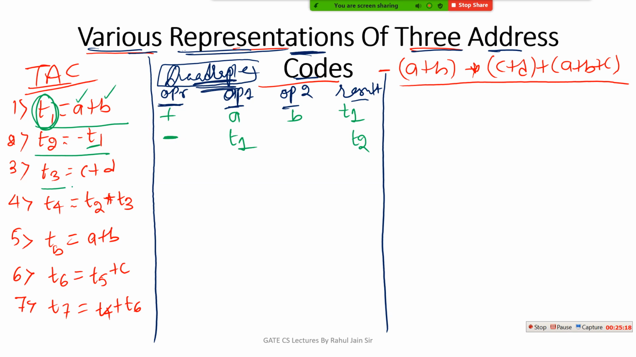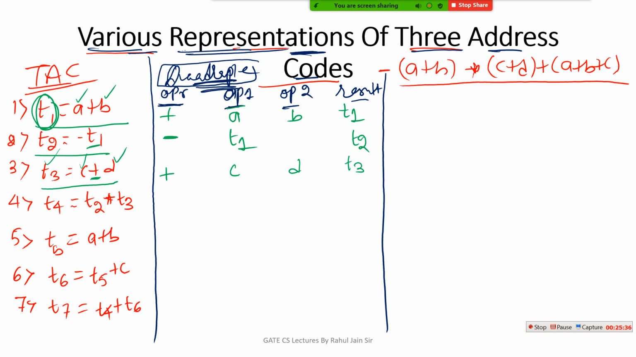If we focus on T3, what operation are we doing? We are doing addition operation, so I will put addition here. Operand 1 is C, so I will put C here. Operand 2 is D, so I will put D here. And I am adding the result of C plus D in T3, so T3 will be here.